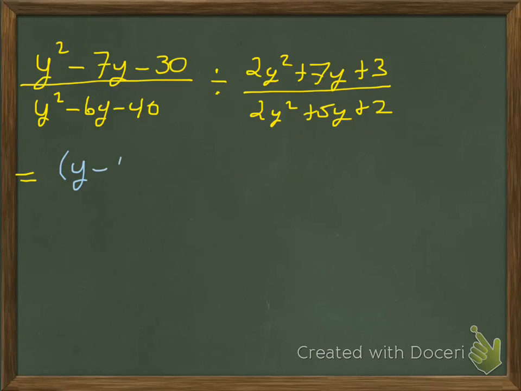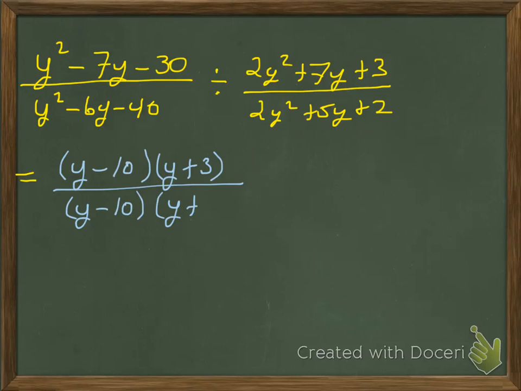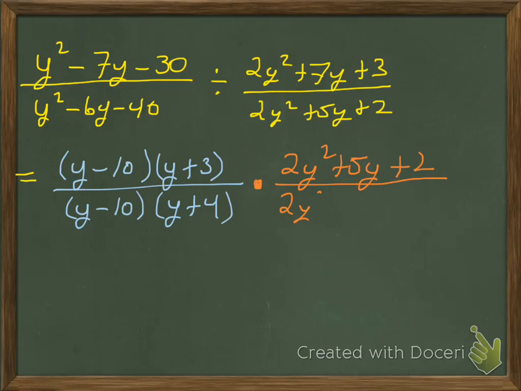So this becomes y minus 10, y plus 3. The denominator becomes y minus 10 and y plus 4. And I'm just going to go ahead and flip that fraction. So the 2y squared plus 5y plus 2 goes upstairs. 2y squared plus 7y plus 3 goes downstairs, and we change that division into a multiplication.